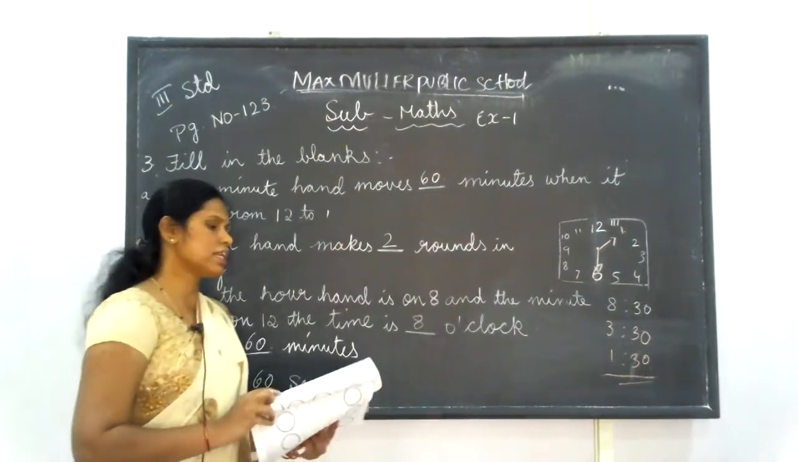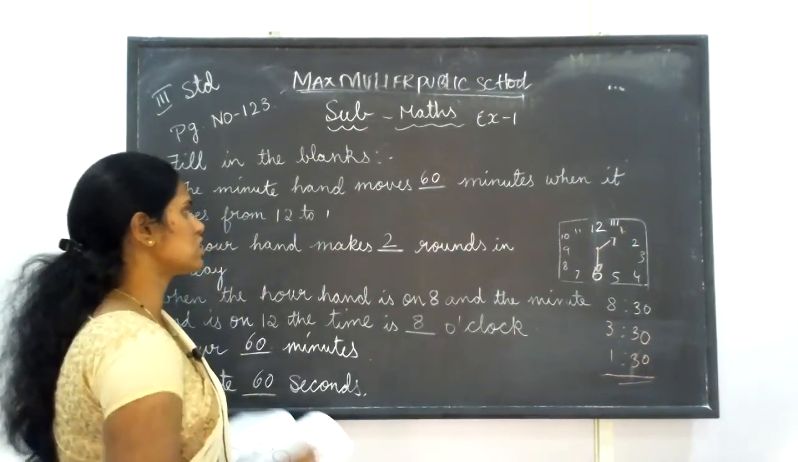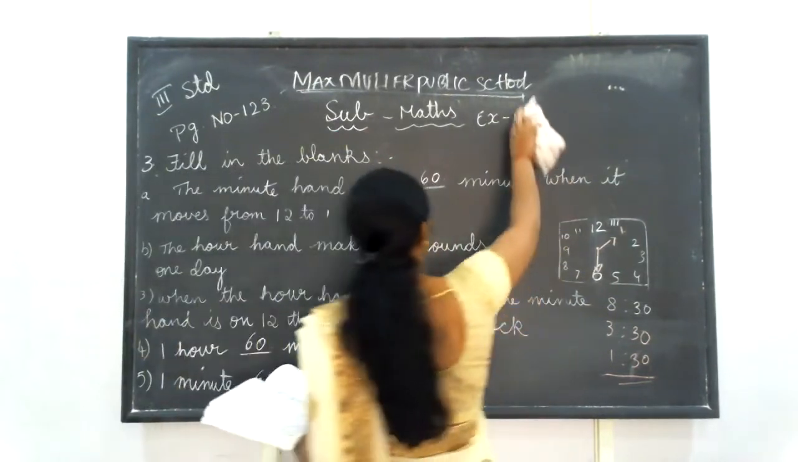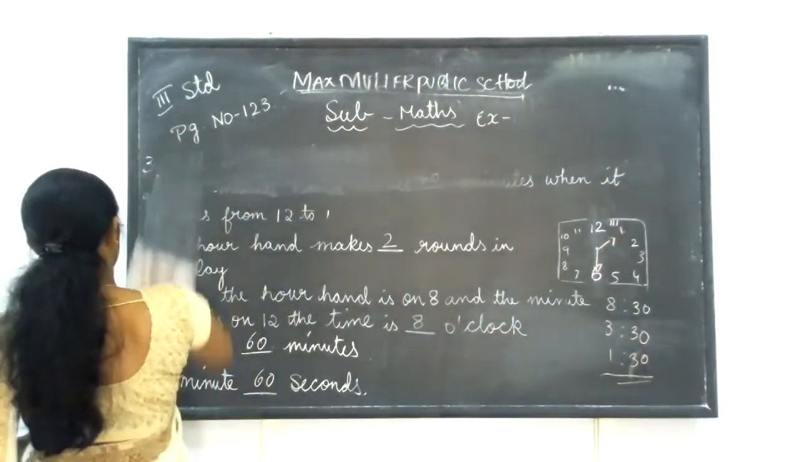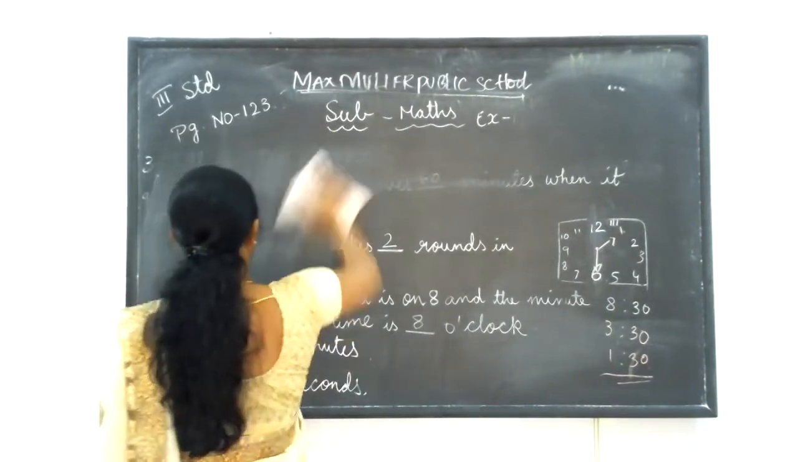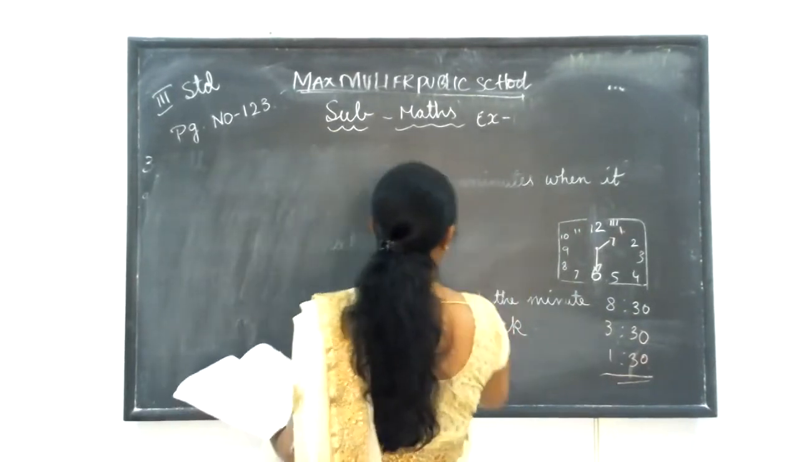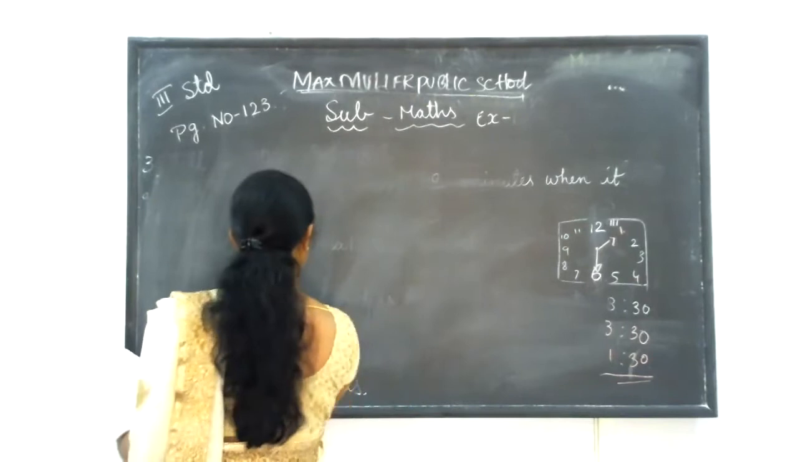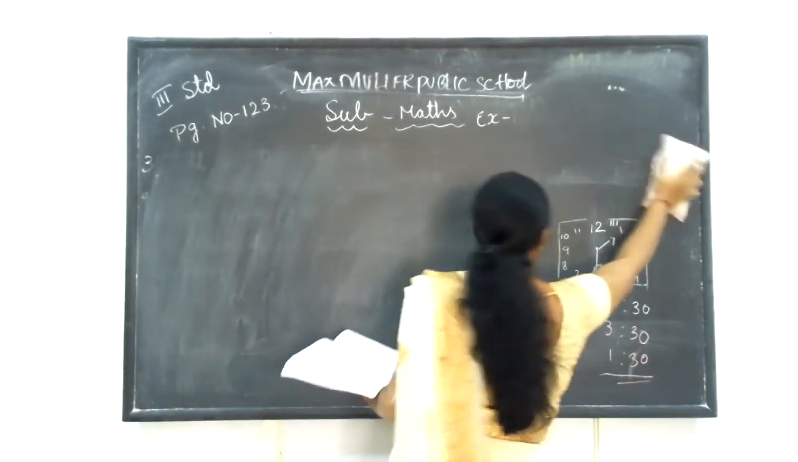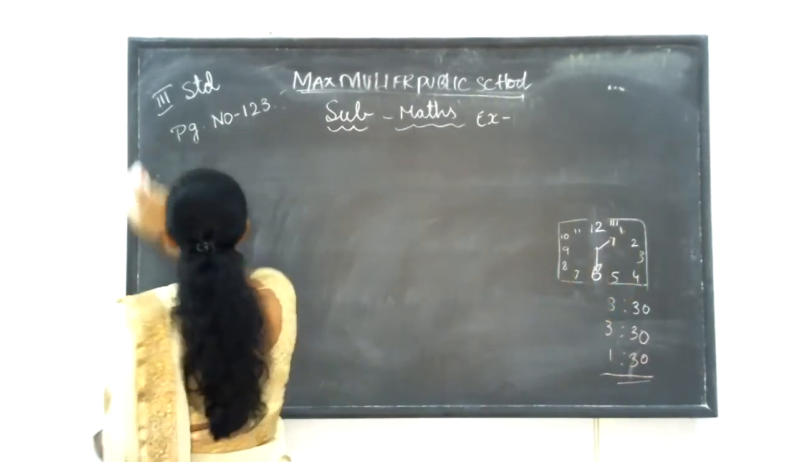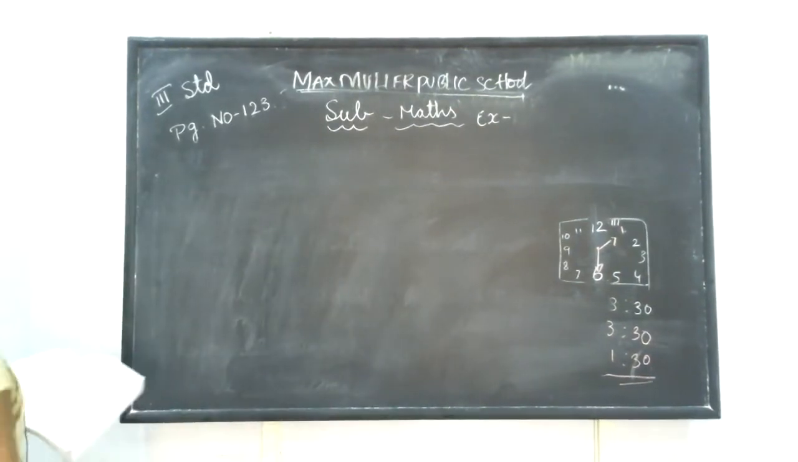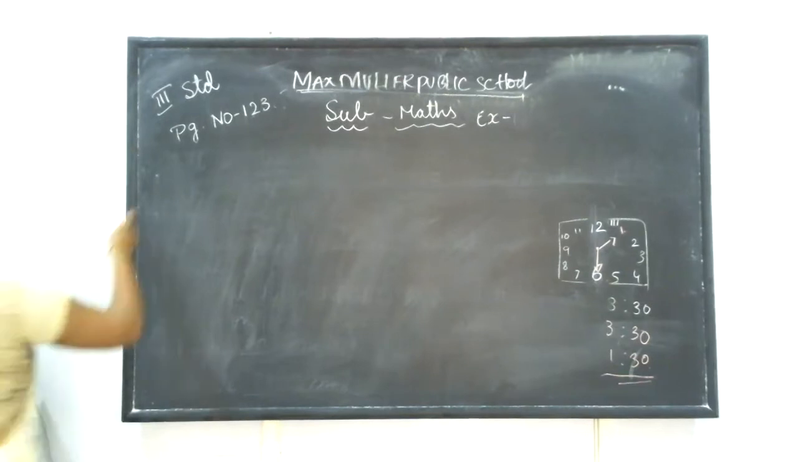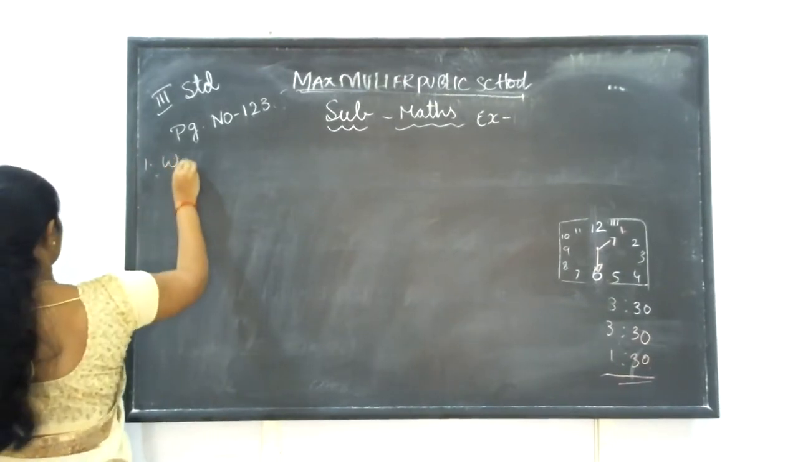1:30. Next, on the next page, Exercise 2, you see. All understood now? What do you mean by half past? 30 minutes finished. 8:30, 1:30, 2:30, that is called half past. See here.